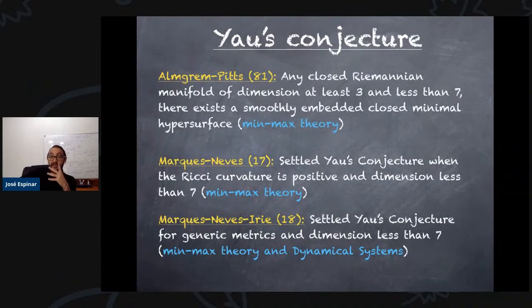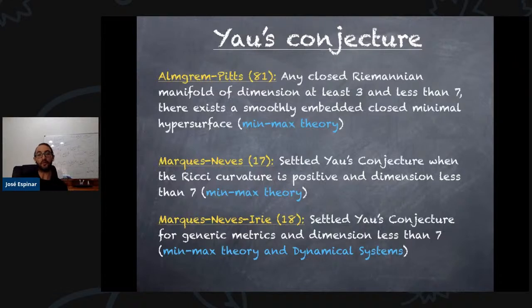Actually, Almgren and Pitts proved that you have at least one in dimension between 3 and 7. For dimension bigger than 7, we have some issue with the regularity of the surface that we find. So we are going to focus on dimension less than 7. That's perfectly smooth.